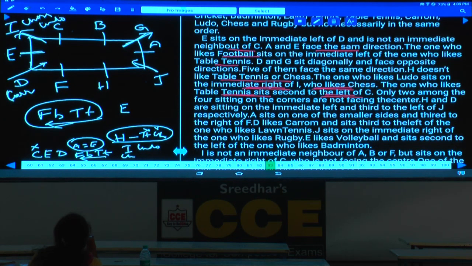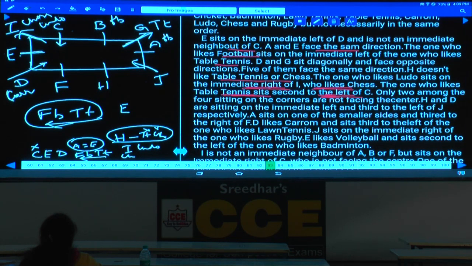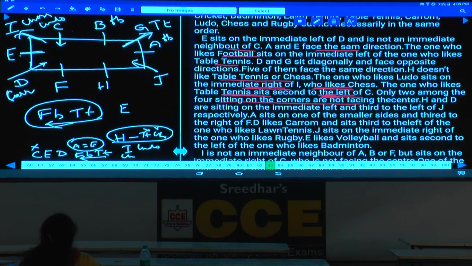As this E cannot be table tennis, this person G is table tennis. If this G is table tennis, football can be either A or B. Either A can be football or B can be football. And the one who likes table tennis sits second to the left of C, and C is facing the center. As C is facing the center, only 2 among the 4 seated at the corners are not facing, and H and D are sitting on the immediate left and third.